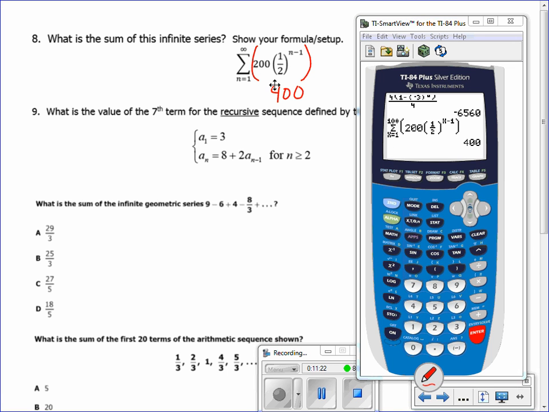All right, but it's also easy to use your formula. Sum to infinity, I need the first term. Well, there's the first term sitting right there. And on the bottom, I do 1 minus r. Well, here's r sitting right here. So that will also give you 400.